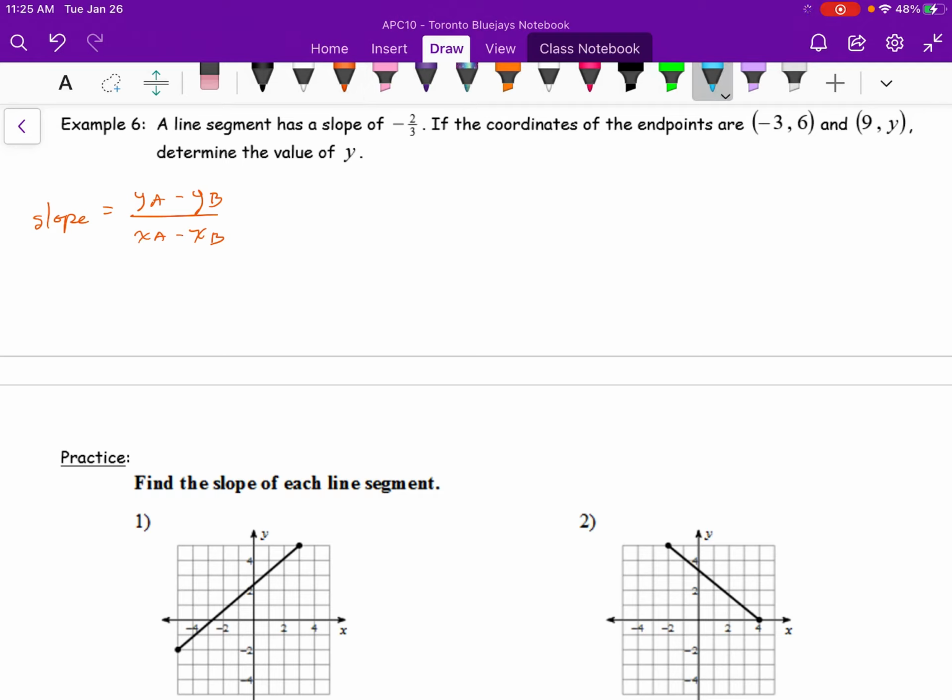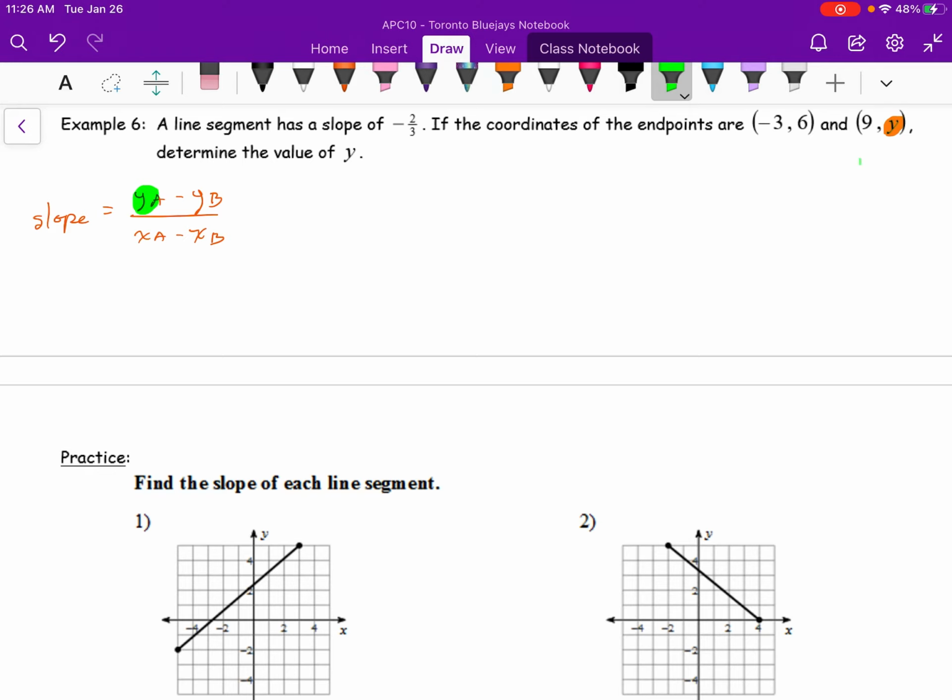A line segment has slope -2/3. If the coordinates of the endpoints are (-3, 6) and (9, y), determine the value of y. So we're trying to determine the value of y. If we go back to our formula, if I make y in this position, my math ends up being much simpler, for y_A is not negative.